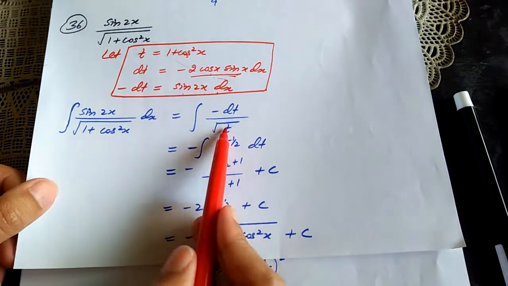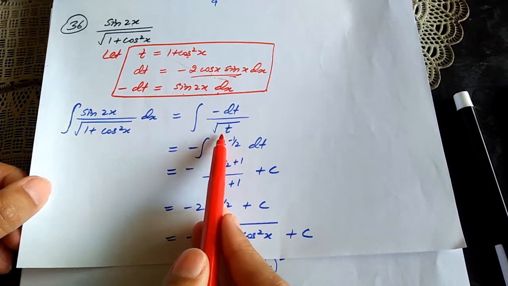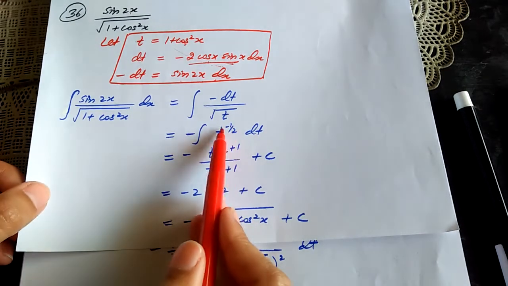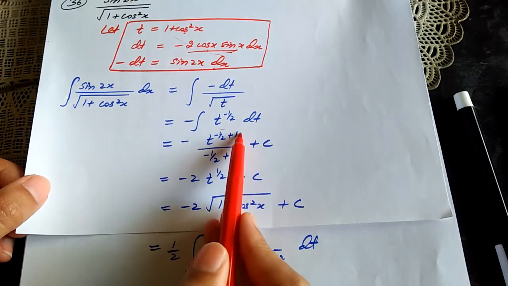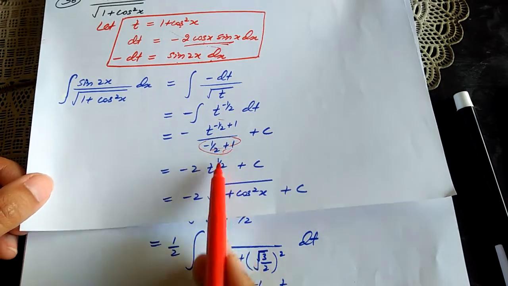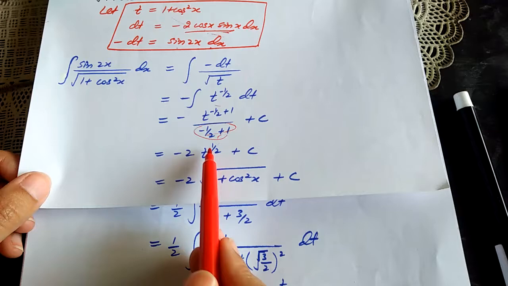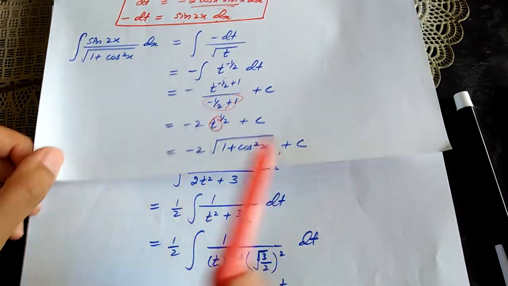Replace the terms. This 1 over under root t has no integration formula. Just move it up. Make the power negative because it is moved upside. Now power plus 1 divided by this power plus 1. Simplify it. Replace the value of t here. We'll get this answer.